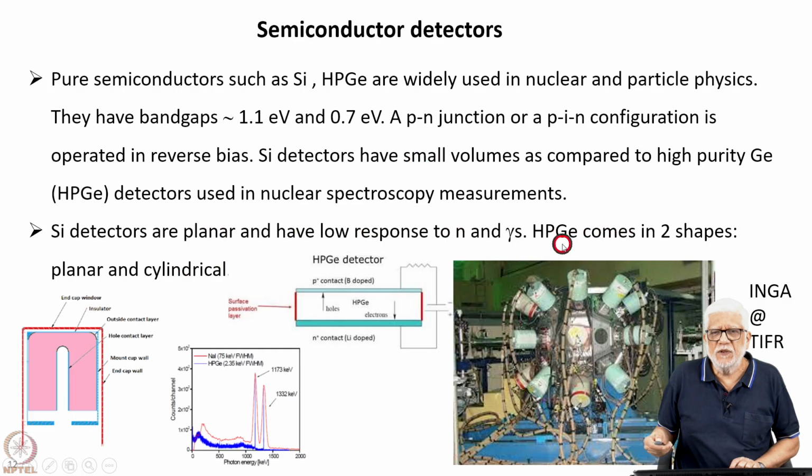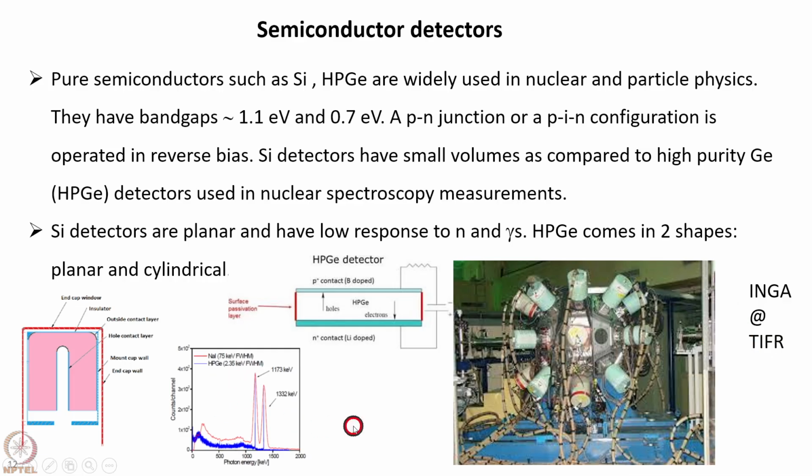High purity germanium detectors come in various geometries, planar and cylindrical. This is the planar geometry and this is the cylindrical geometry. For instance, you can see a comparison between gamma ray spectra. This is for a cobalt 60 source. You have these very narrow peaks in the germanium detector, whereas in the sodium iodide you have much broader peaks. So, you can see that high purity germanium gives resolutions of the order of a couple of keV at 1 MeV, and sodium iodide typically has about 70 to 80 keV at 1 MeV.